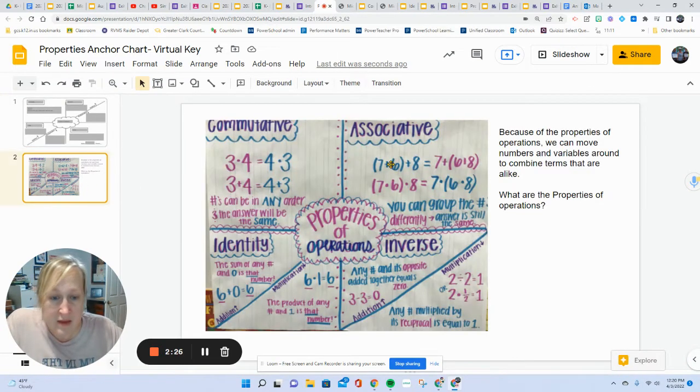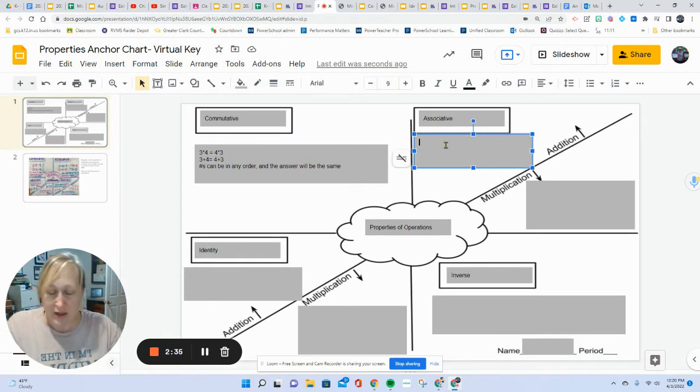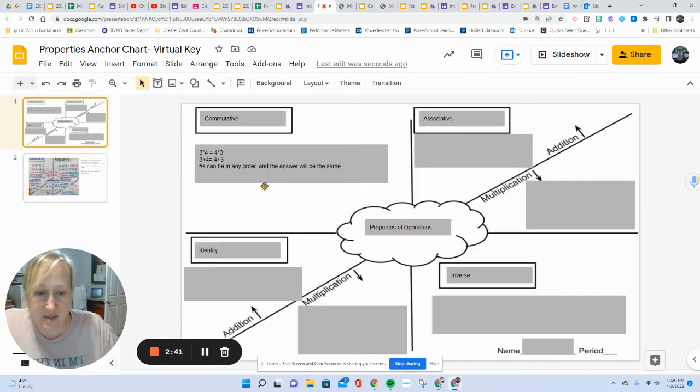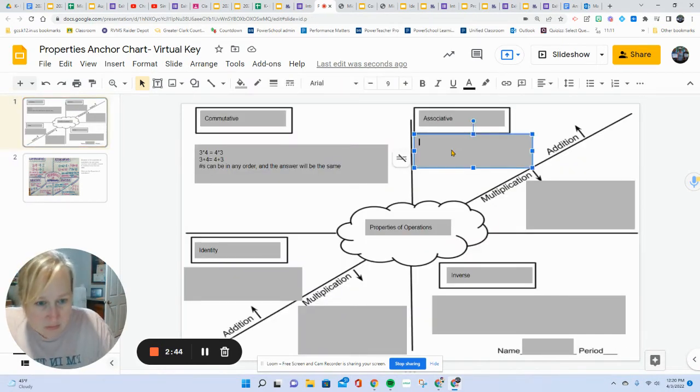Associative, it has to do with these parentheses. You can group the numbers differently, but the answer is still the same. So this works with addition and subtraction, or adding and multiplying. So the numbers they used was 7, 6, and 8. So 7 plus 6 with the parentheses plus 8 will still equal, if I shift those parentheses from one side to the other side, 7 plus 6 plus 8. Well, that should be an 8. The answer will be the same.